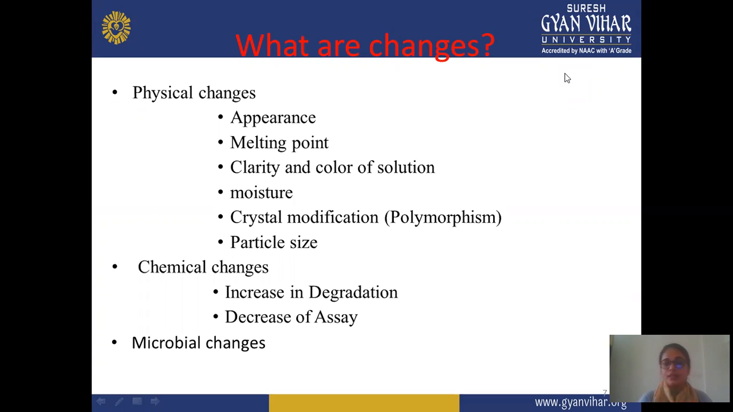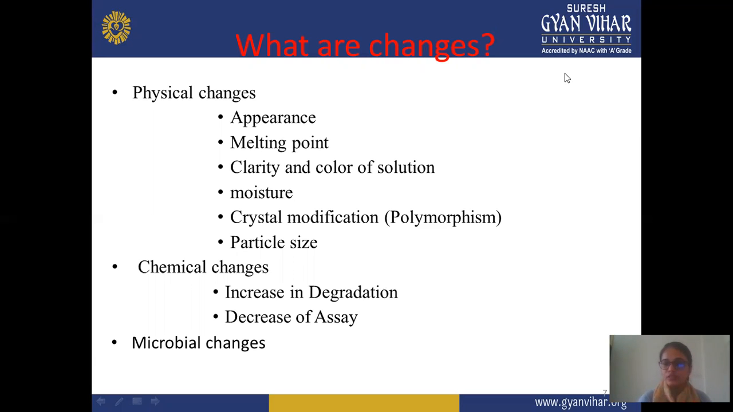And next is chemical changes. In chemical changes, mainly you check the increase in degradation or decrease in the assay, meaning how much drug is degraded. Assay means you confirm whether your formulation has sufficient dose or not. Suppose you formulated 500 mg drug for your formulation, but it does not show all 500 mg drug effect. It shows only 300 mg. So in this condition, you perform an assay test and assure that all the drug is in the required condition or not.